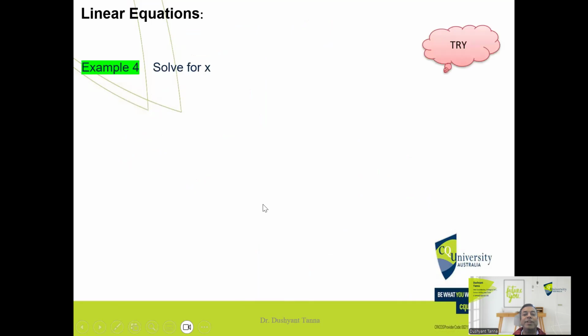Okay. Next, solve for x. Give it a try, please.